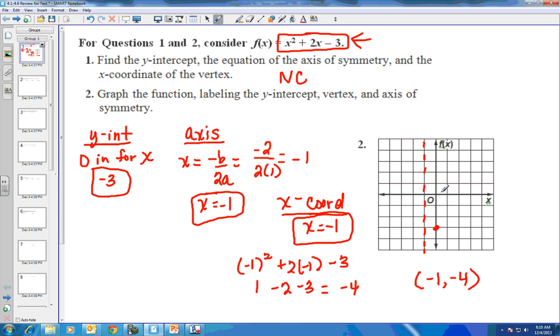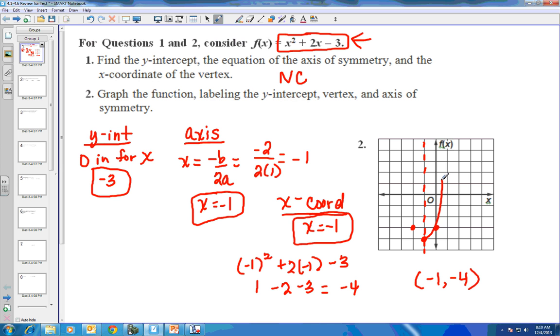So I'm going to graph that. -1, -4. There's my vertex. If I know this is my vertex and this is my axis of symmetry, do I have another point somewhere? Where's my next point? Right here? Okay. Is that enough to draw in my parabola? Yeah.